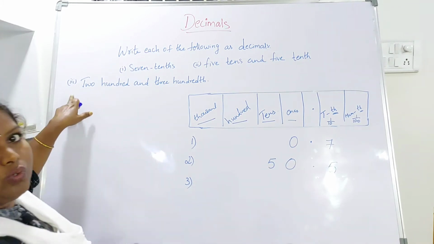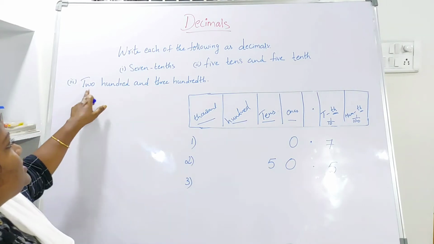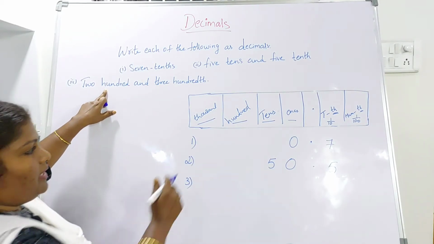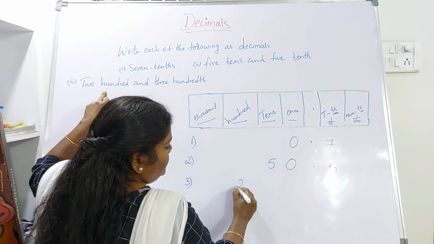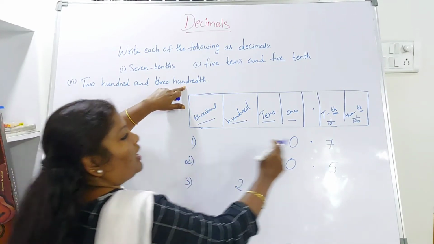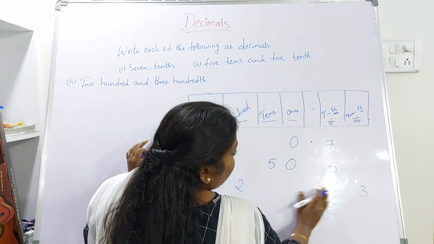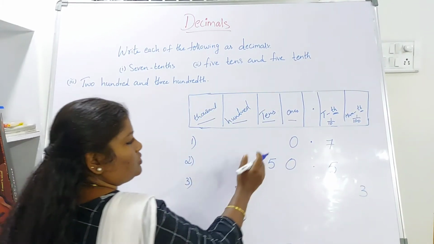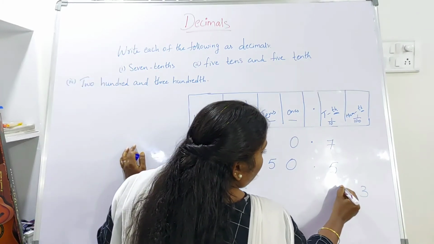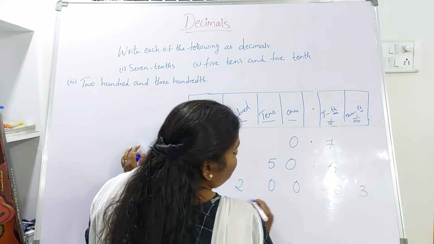200 and 300th. So 2 is in the hundreds place, and under the hundredth place there is a 3. Now you can see that there are no numbers given in the middle, so just fill them up by using 0, 0, 0. And this is the number.